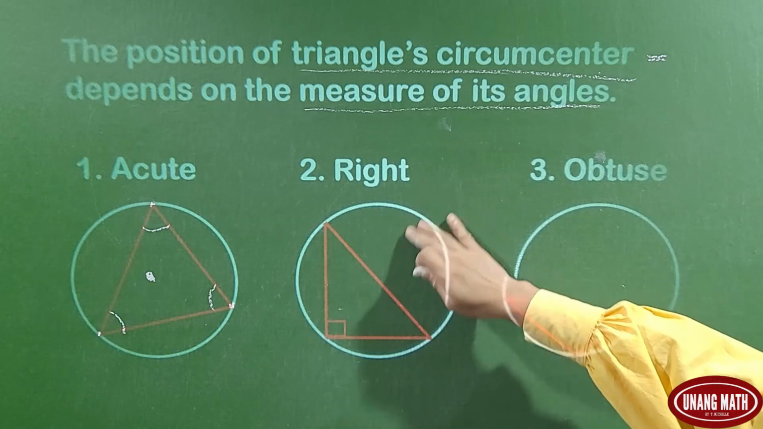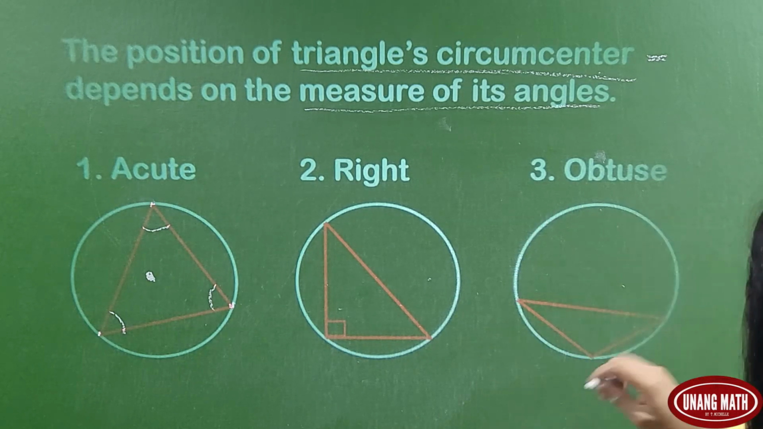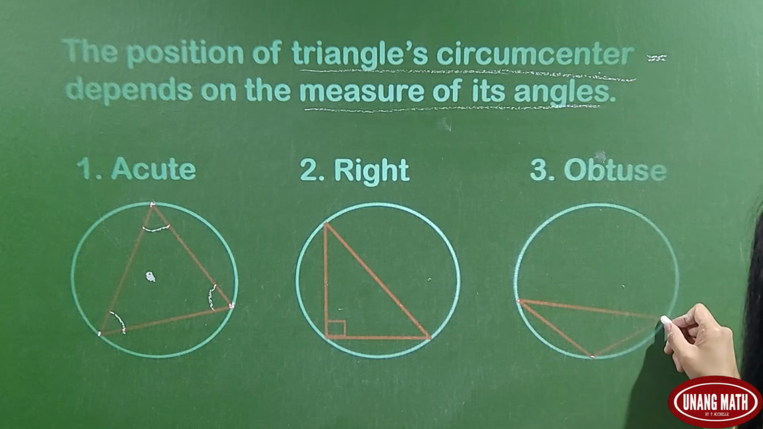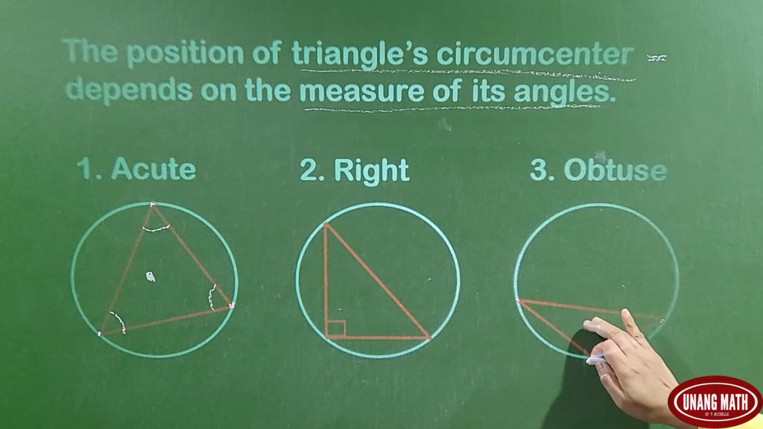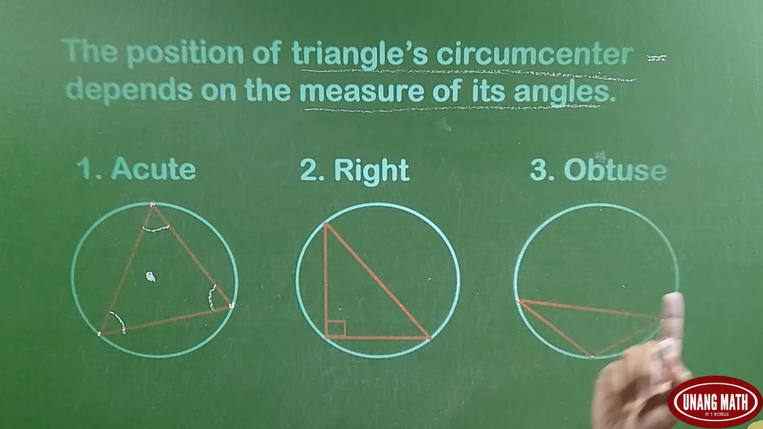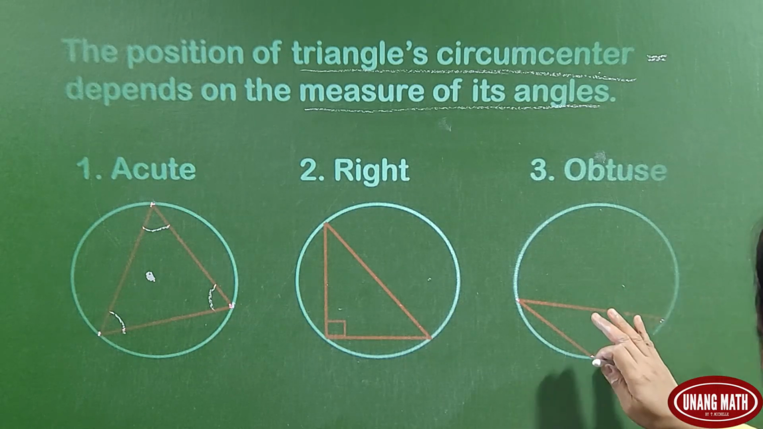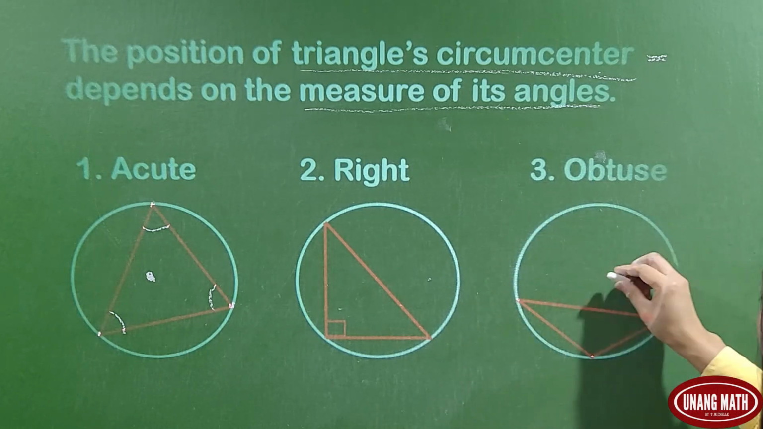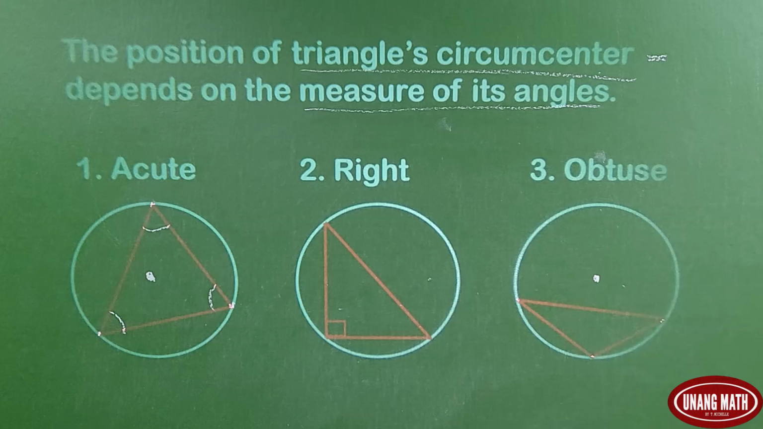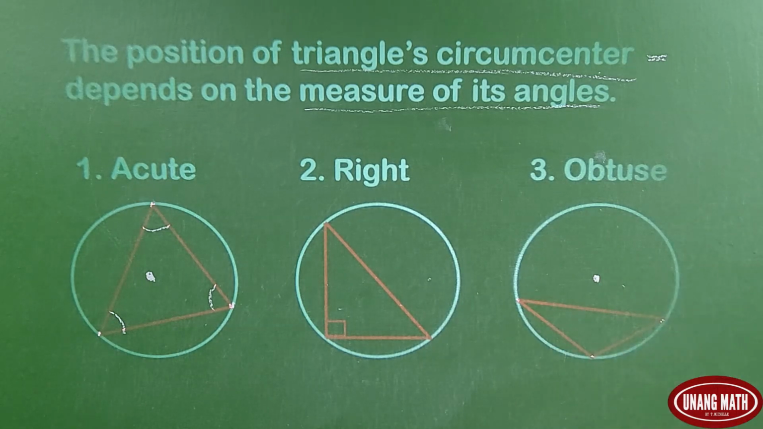Before we go to the right triangle, let's have the obtuse triangle first. This is our circumcircle because it passes through all the vertices of this triangle. This is an obtuse triangle because it has one obtuse angle. Now, where's the position of this triangle's circumcenter, or the center of this circle? It's around here. So you can see it's outside this triangle.